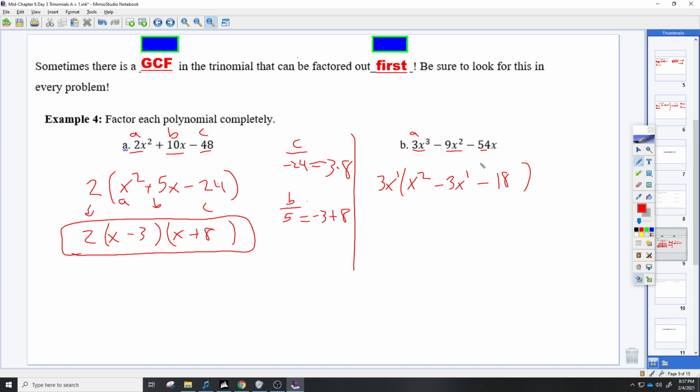No x left. Took out an x, there's nothing there. So now we're looking at our A, B, C. C is -18. B is -3. There we go. How do we multiply to get -18?